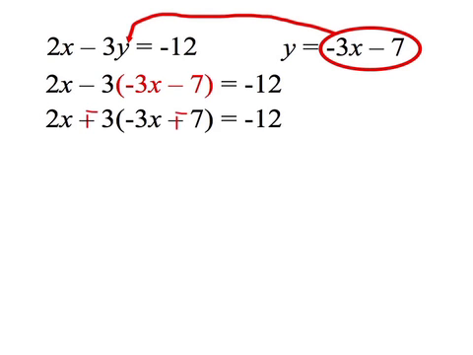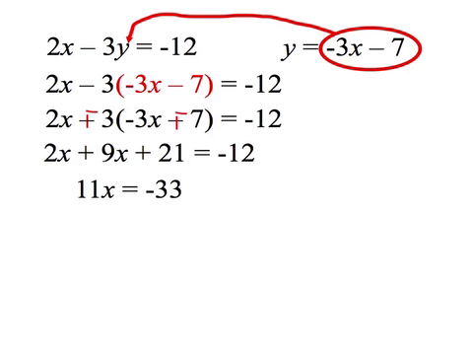And again, I like to change my subtractions to adding the opposite to avoid sign errors. I'm applying the distributive property next to get 2x plus 9x plus 21 equals -12. I combine like terms, and I also add -21 to both sides, and I get 11x equals -33. Divide both sides by 11, I get that x is equal to -3.